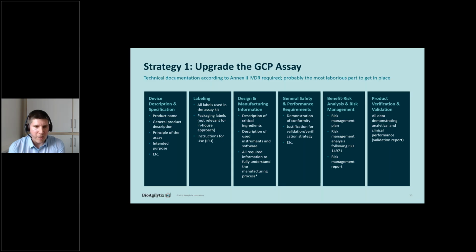So this is all about the device description and specification, labeling, design and manufacturing information, and the general safety and performance requirements. One big package is the benefit-risk analysis and risk management. And just at the very right, the product verification and validation, which is purely the little part that I just showed before on the lab work. So that's a huge effort to take.